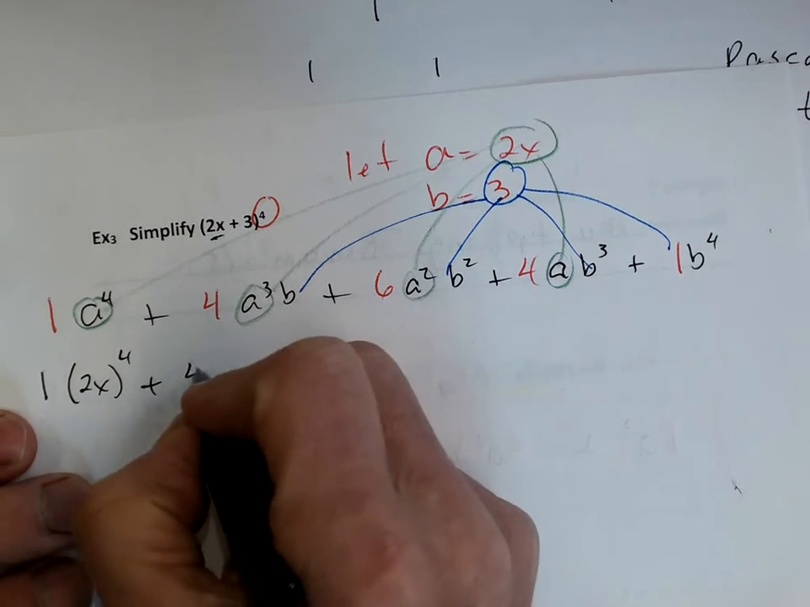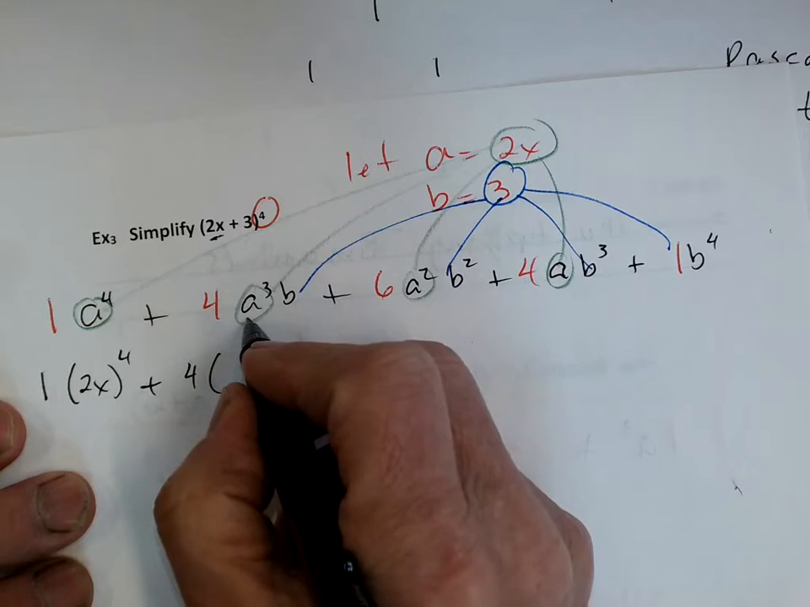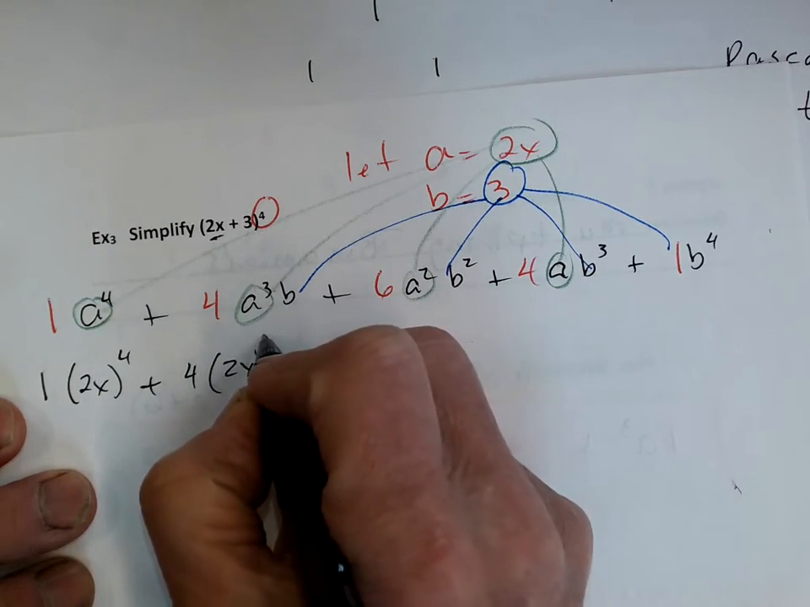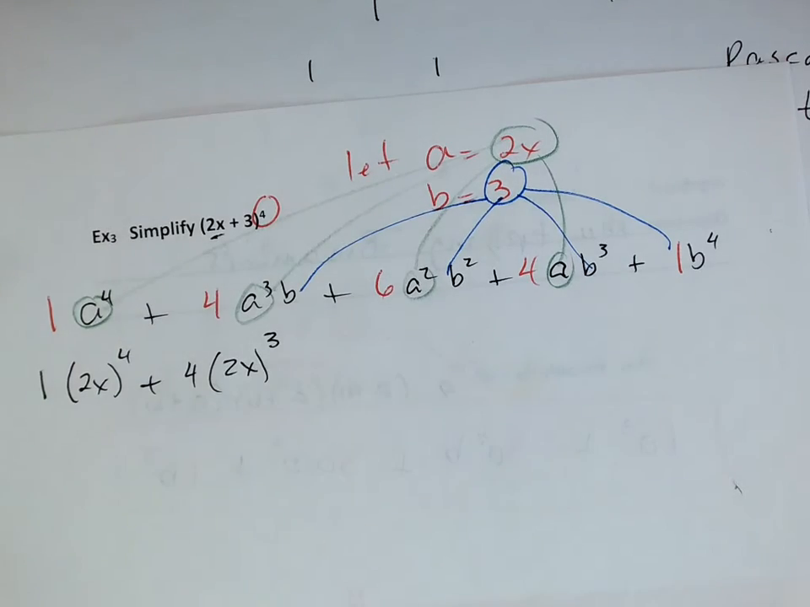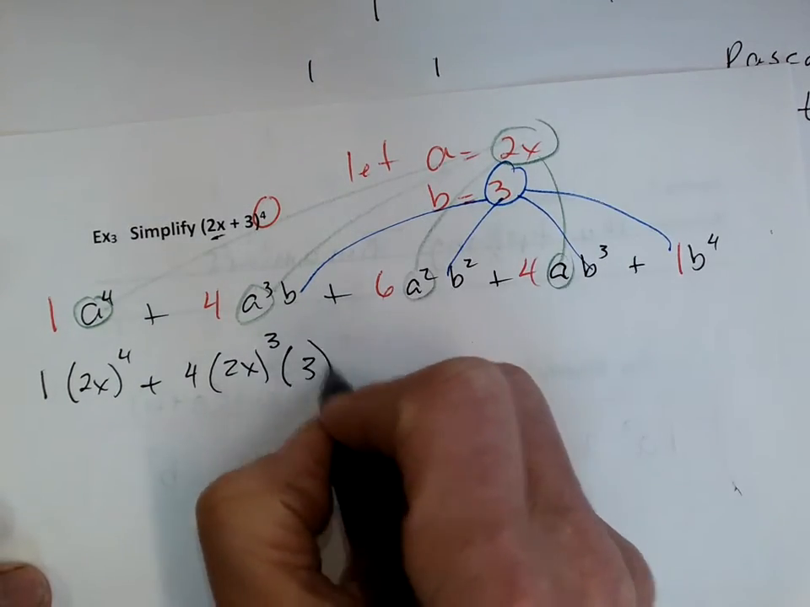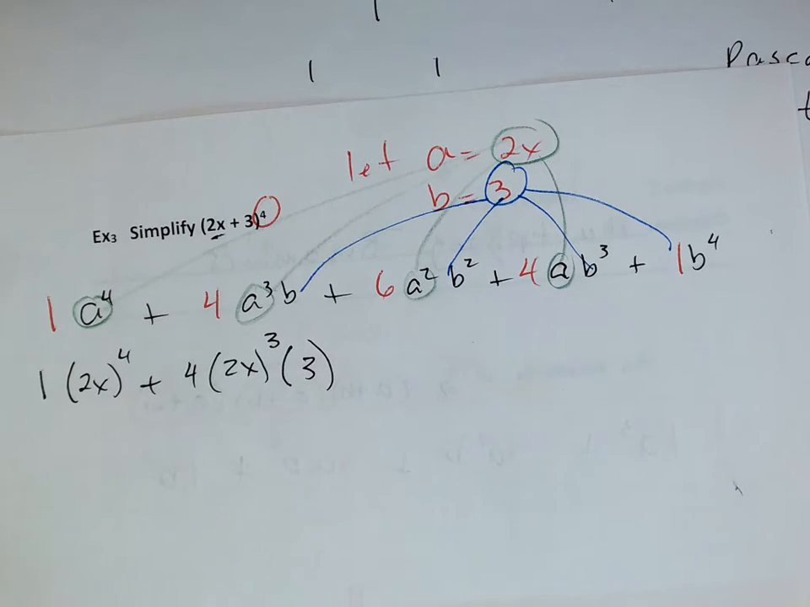Plus 4. Instead of writing A, let's write what A is, which is 2x cubed, because A is the 2x, okay? But I've got to put in B also, and B is 3. So I'm just substituting these terms in. Seem pretty easy? Okay, good.